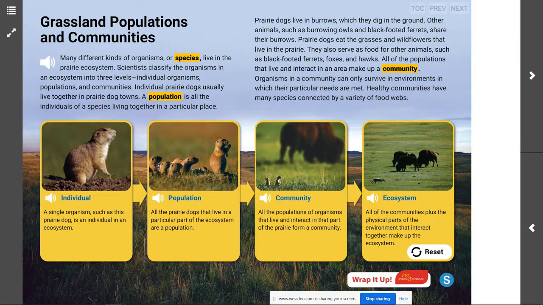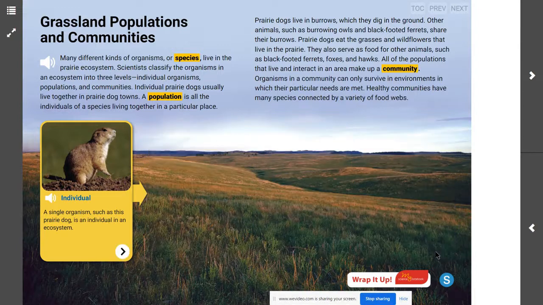Now, when we look here at our image from our book, we're working from an individual to a population to a community to an ecosystem. And what do we notice in the number of animals shown in each photo? So we have one, here we have more than one prairie dog, and here more than one type, a prairie dog and a bison. Here we have more than one prairie dog, more than one bison, and a fox or a coyote. So when we're trying to describe the levels of organisms that make up an ecosystem, we're going to move from an individual to a population to a community to an ecosystem.